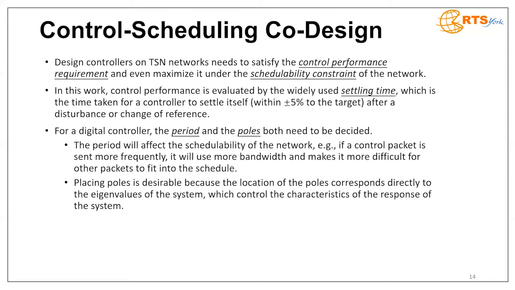When we're designing a digital controller, both the period and the poles need to be decided. The period will affect the schedulability of the network. If a control packet is sent more frequently, it will use more bandwidth and make it more difficult for other packets to fit into the schedule. And the pole placement is also important because the dynamics are affected by the location of the poles. So these poles need to be placed carefully according to the designed eigenvalues.